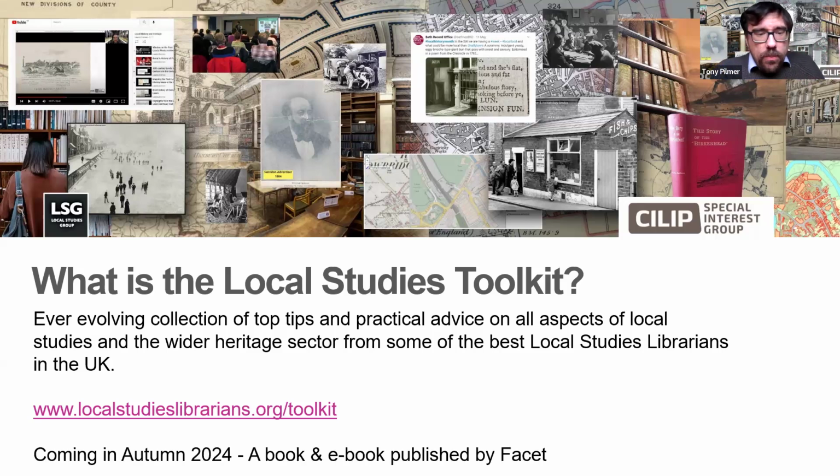Not only is it online, but this is breaking news for this event. It's going to be in print. Facet, who's the publishing house for CILIP, has agreed to produce a wonderfully economical publication with the material from our online toolkit in it. So the rough price will be about £20, and you can have your own copy of the toolkit in front of you.